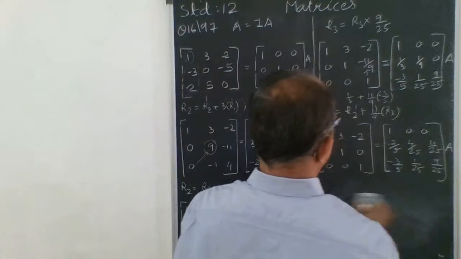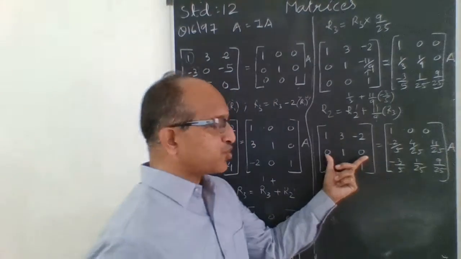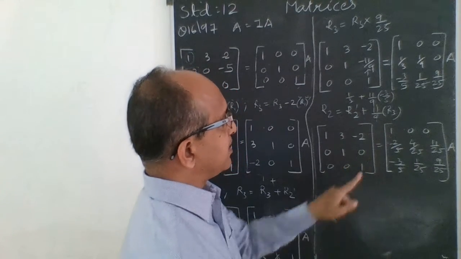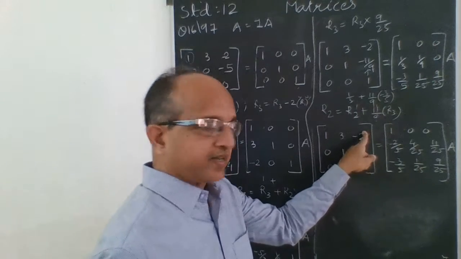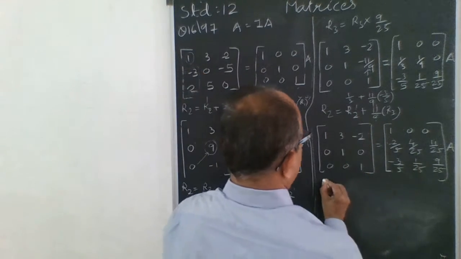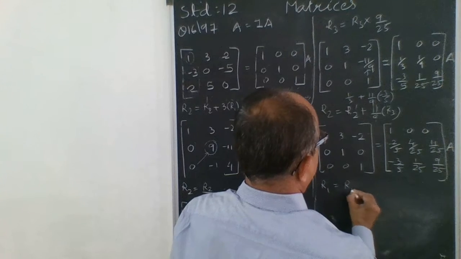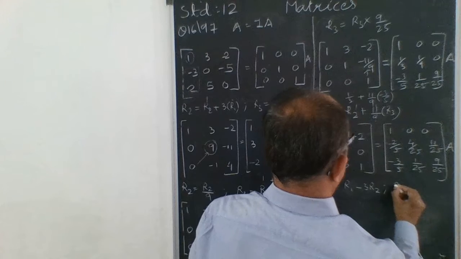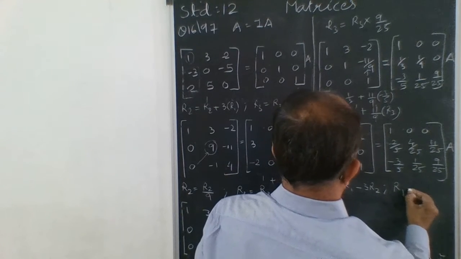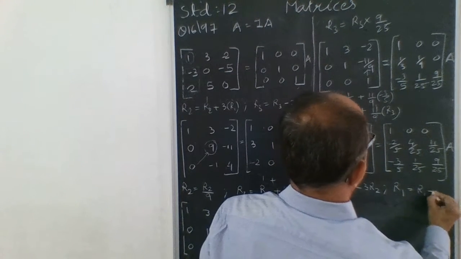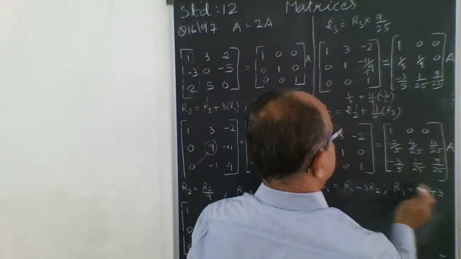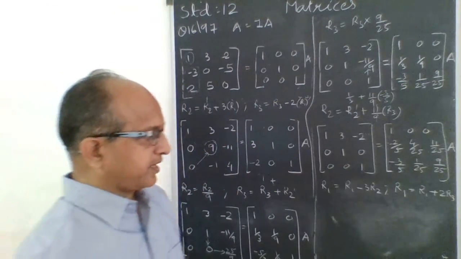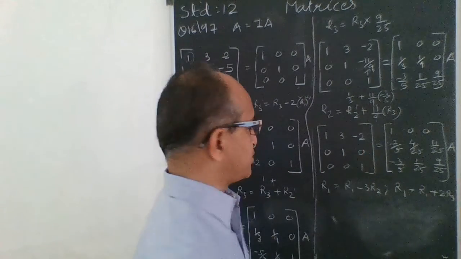Now see what we can do. These two are 0. So we can multiply by 3 and subtract. Here multiply by 2 and add. So this 2 becomes 0. So here R1 is equal to what? R1 minus 3 into R2. And parallelly we can do R1 is equal to R1 plus 2 into R3, right? So that this 2 becomes 0.